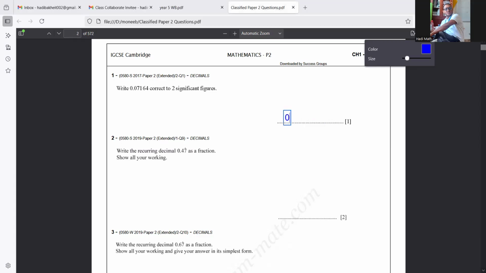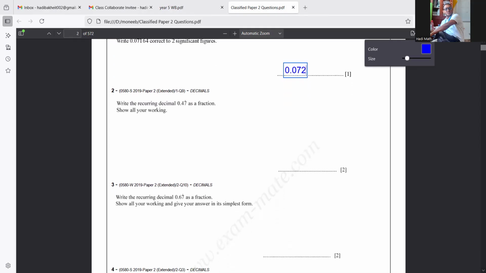So to two significant figures, this will be 0.07. After 1, there is 6, so you add 1 to that 1 to make it 2. It's going to be 0.072. Now we have written this number to two significant figures.